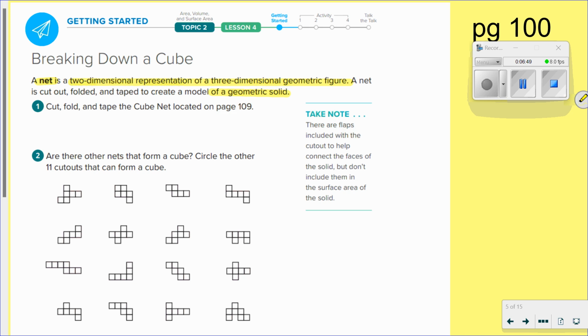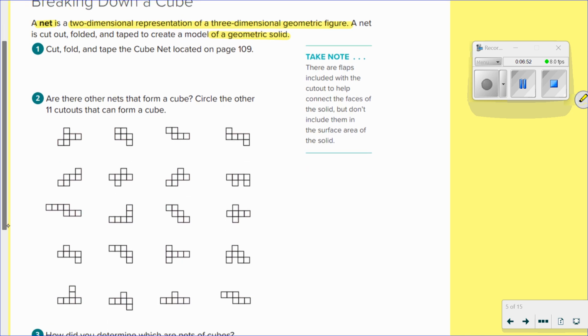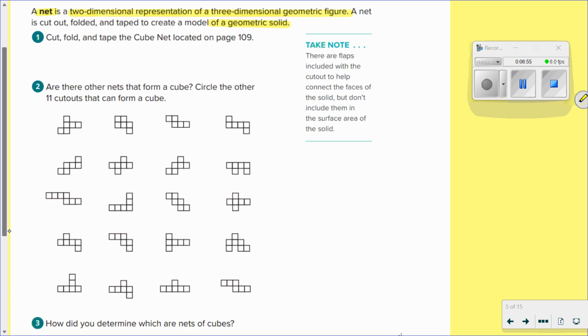So, if you look at number 2, we're going to skip number 1. These are nets that we want you to look at and determine which ones you would fold and make into a cube. Which ones of these would make a cube? So let's talk about cubes for a second. What do we know about cubes? They have 6 sides. What else? All the sides are the same. They are all squares.